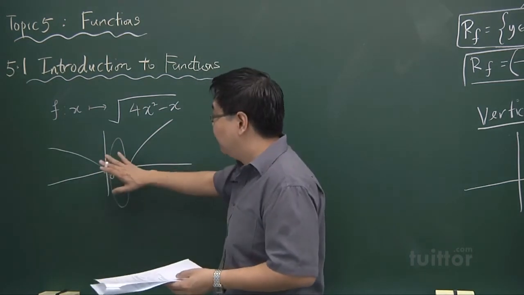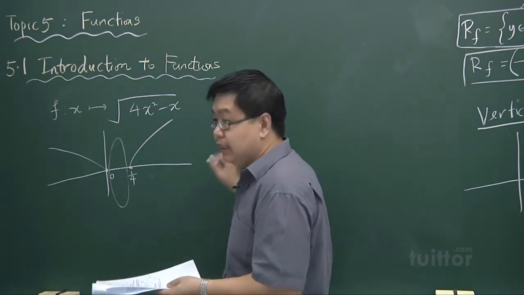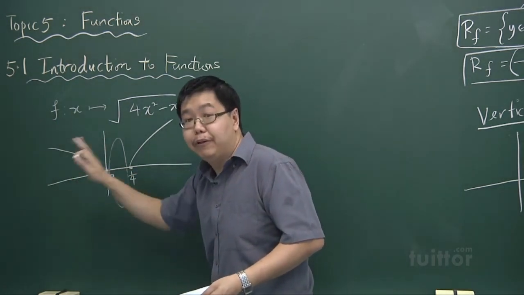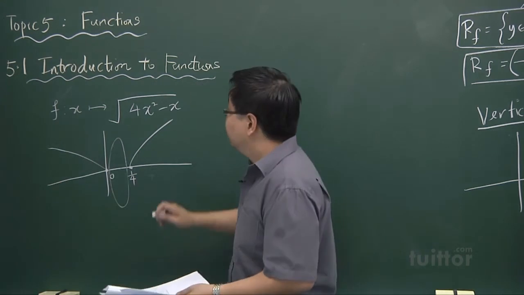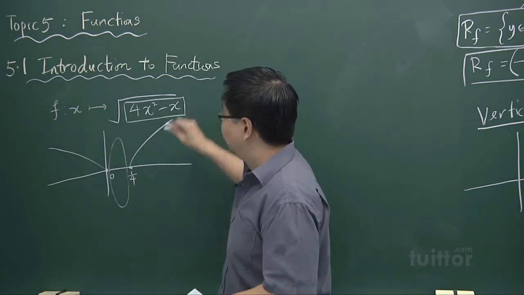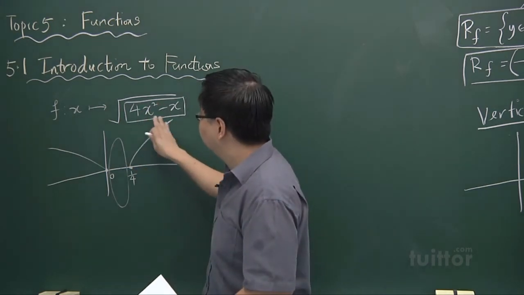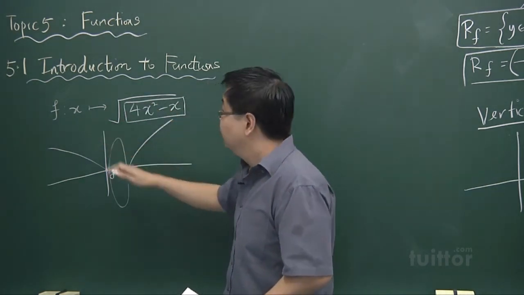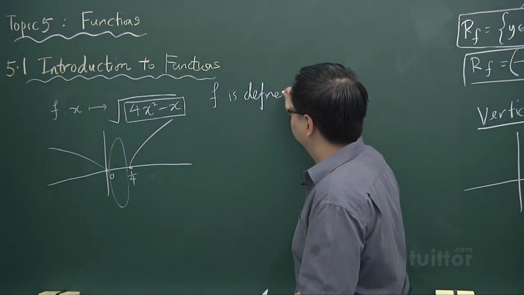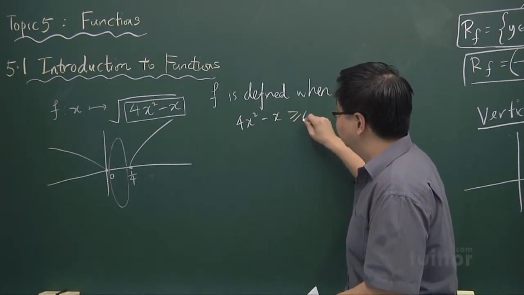Now, of course, this method of checking on the graph may be a little bit risky in the sense that you may not know what happens later on. You may want to zoom out to have a feel whether the graph is really defined beyond it. A more mathematical approach is to ask ourselves, when is this function defined? It is defined when this expression inside the square root is greater or equal to 0, because then you can take the positive square root. So we can also say that the function f is defined when 4x squared minus x is greater than or equal to 0.